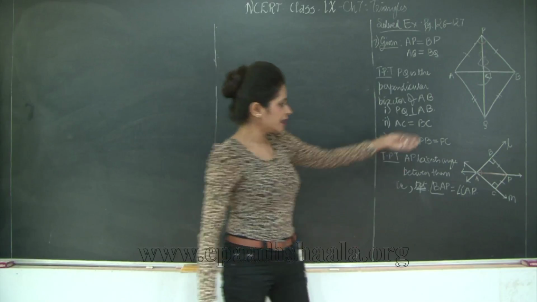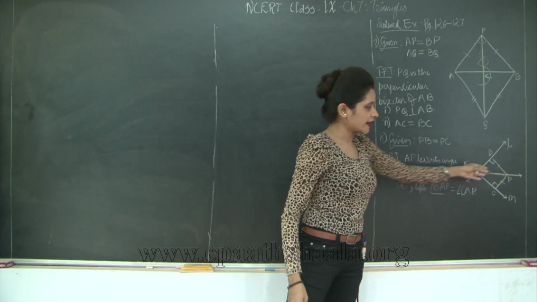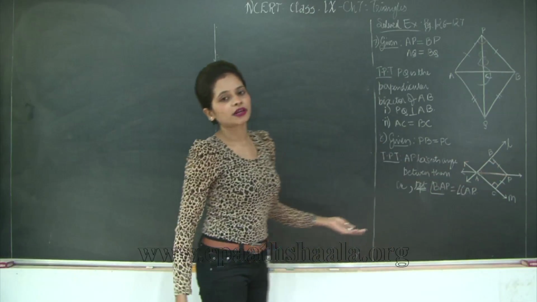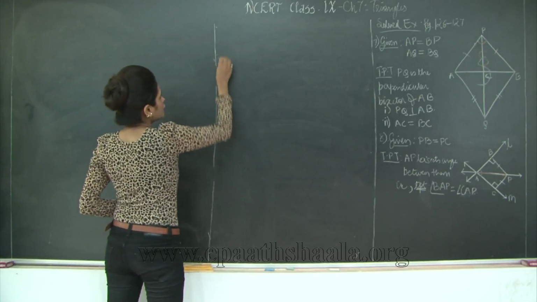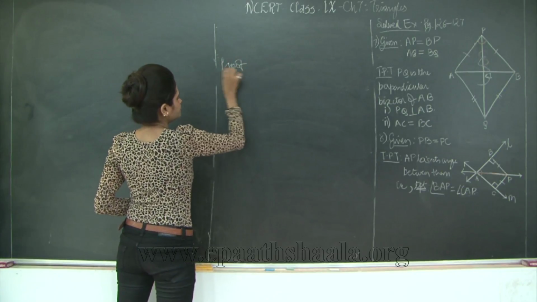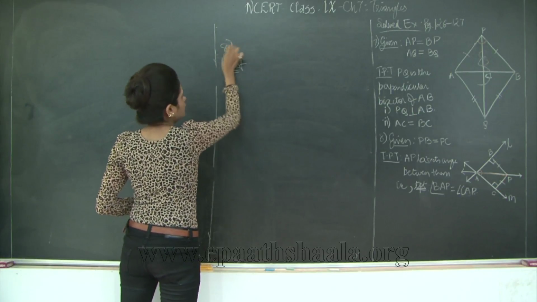Therefore, what can I say? That angle BAP is equal to angle CAP. Why? Corresponding parts of congruent triangles. Simple enough. Let's prove it. So, I will say proof for the 8th one.